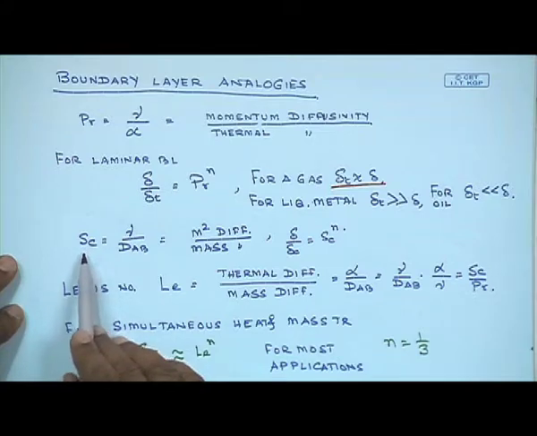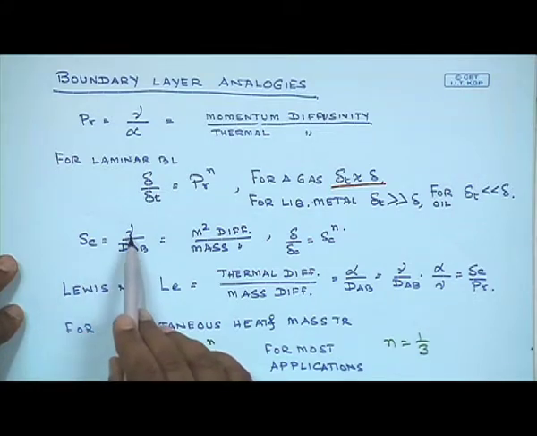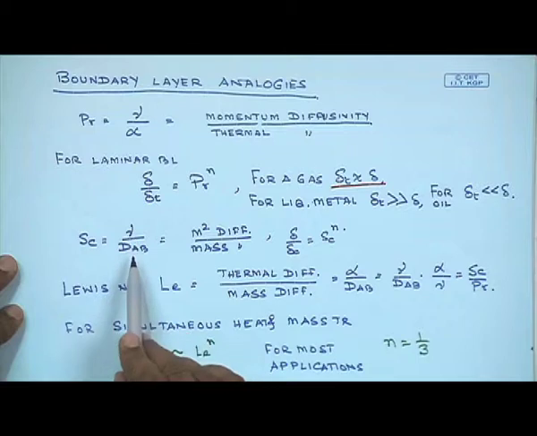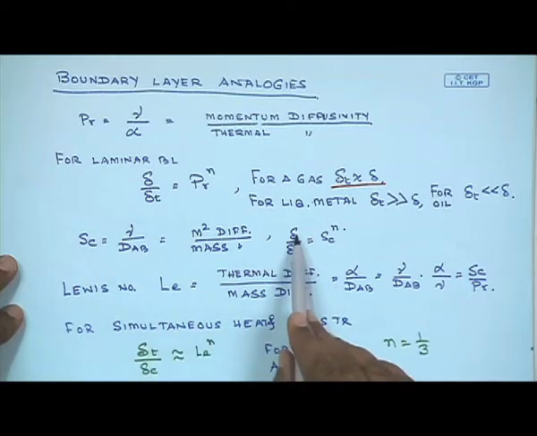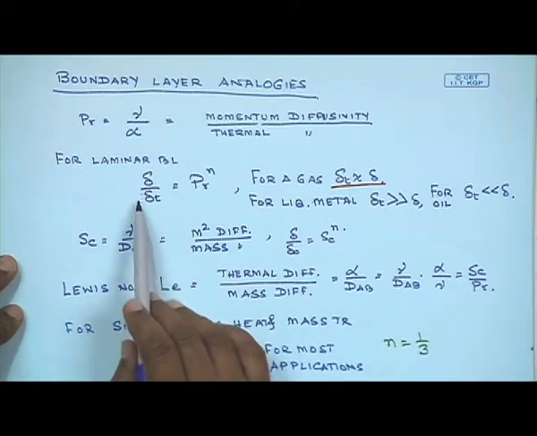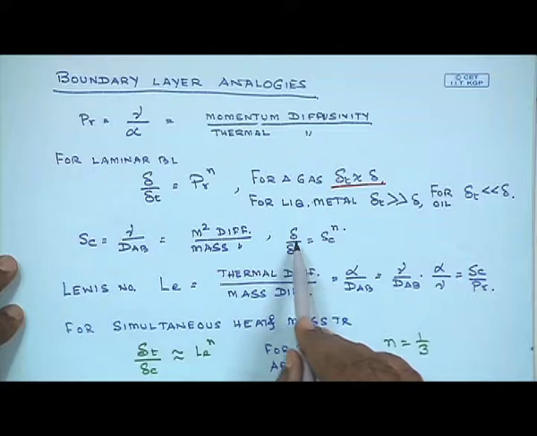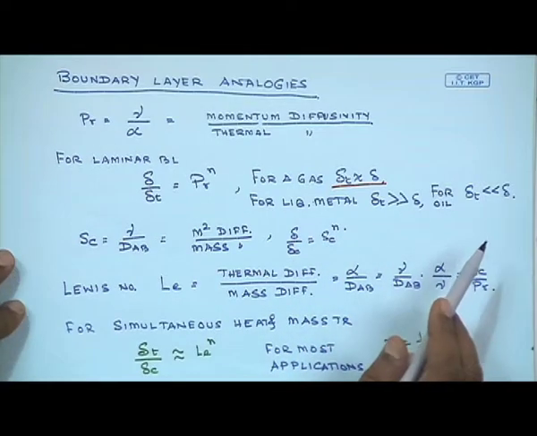Similarly, we can get the Schmidt number, which is nothing but the momentum diffusivity by mass diffusivity. And delta by delta C, similar to delta by delta T, you can easily see that delta by delta C is going to be Schmidt number to the power n.